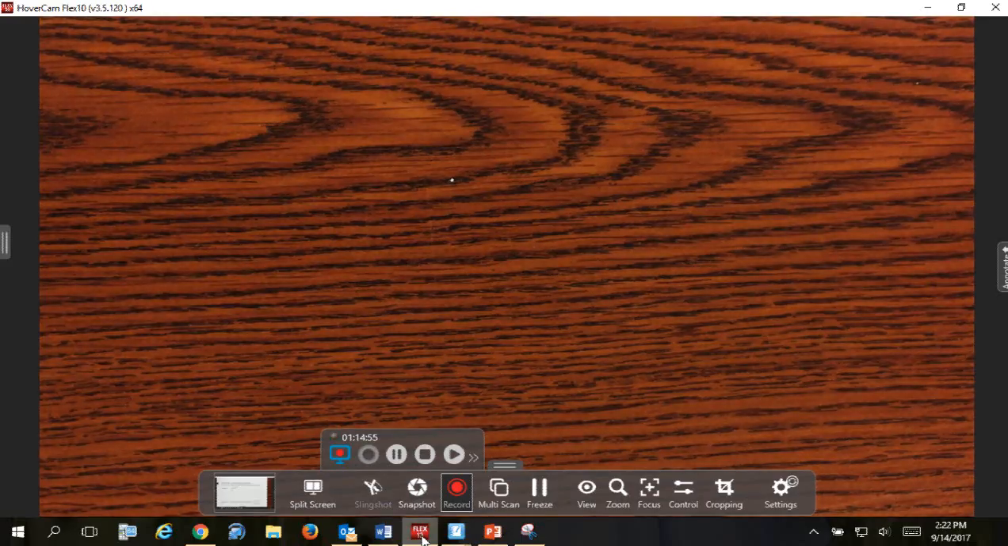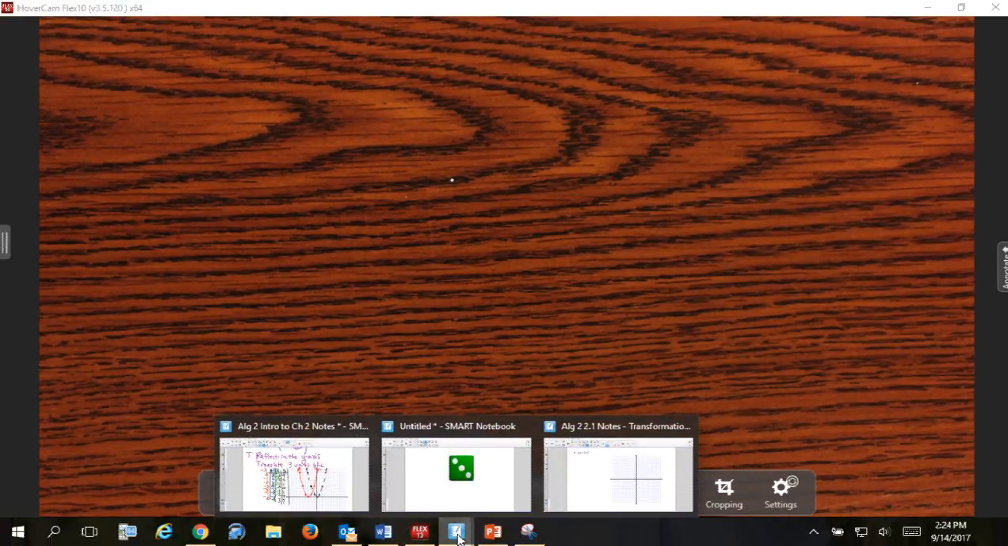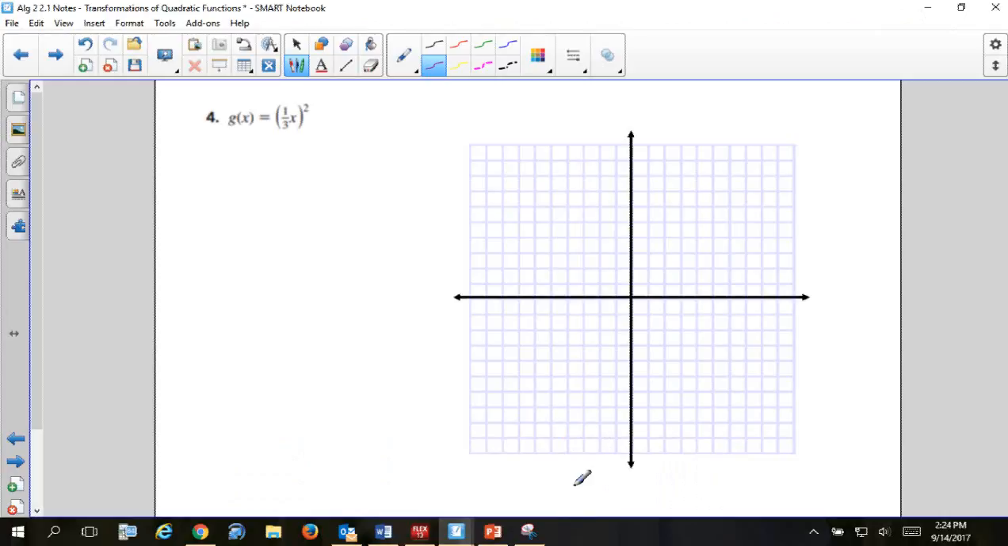Just going to pause this. I just want to make sure that we are practicing the right way. I don't want you to practice it the wrong way because that's the way you're going to remember it if you practice it wrong. So when you have a 1/3 and it's inside the parentheses, you write horizontal. I know it's horizontal because it's inside. And then you think horizontal is always opposite. So if it's 1/3, that usually means smaller, but it's horizontal, so it's going to be stretch because it's opposite.